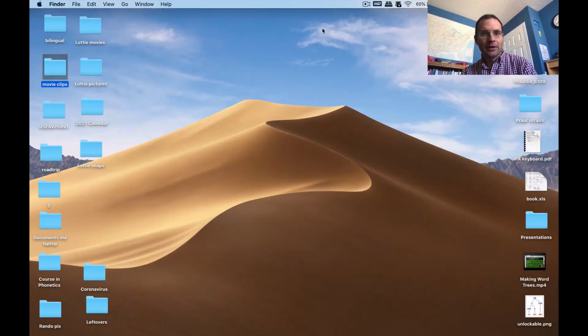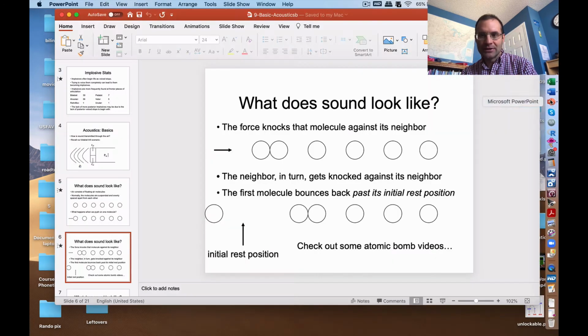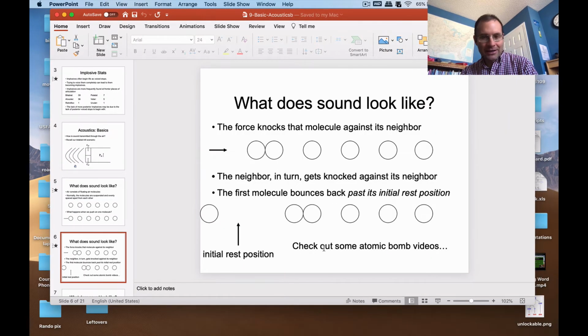Either way, don't use atomic bombs, kids. It's not healthy. All right.